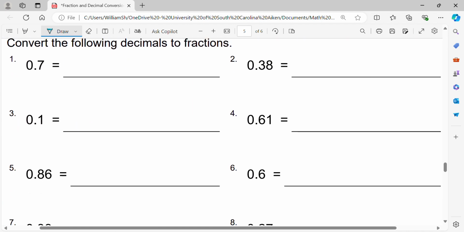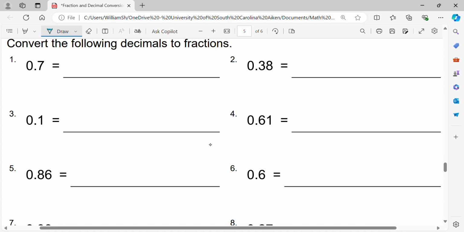We want to convert the following decimals to fractions. Okay, simplify if possible. Here we have a 7 in the tenths place, so this should be 7/10. Can't reduce it, so I'm done. This is 0.38. Furthest decimal's in the hundredths place, so this should be 38 over 100. I can indeed reduce this one. I know by a factor of 2. 38 divided by 2 should give us 19. And 100 divided by 2 gives us 50. And that's as far as I can reduce that one.